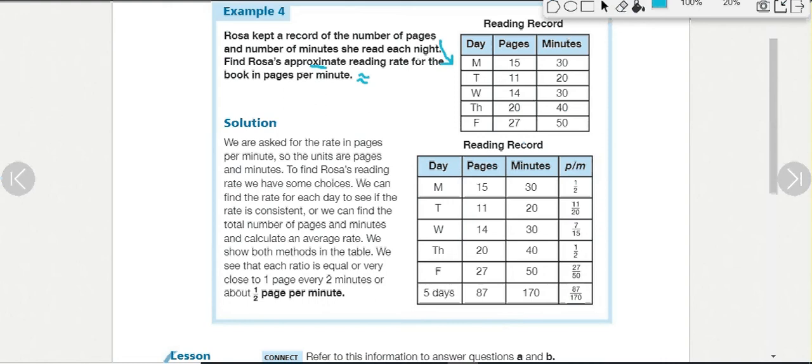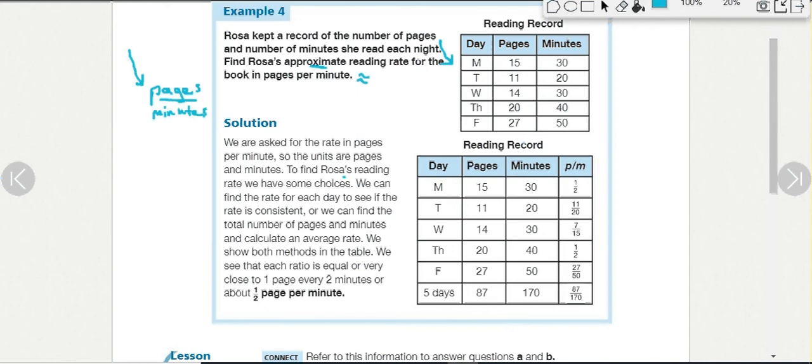Pages per minute. So if I were you, I would write down pages over minutes right away. And we're not going to cancel out. We are going to have both of those in our answer's label because these do not match. It's a rate, and we do not cancel in rates because it's different measures. So if we're asked for pages per minute, the units are pages per minute.